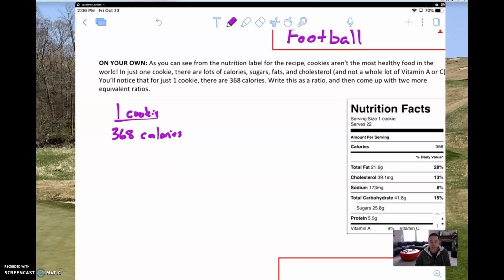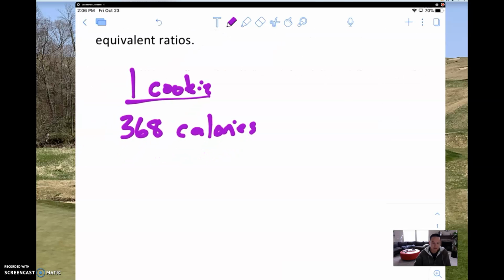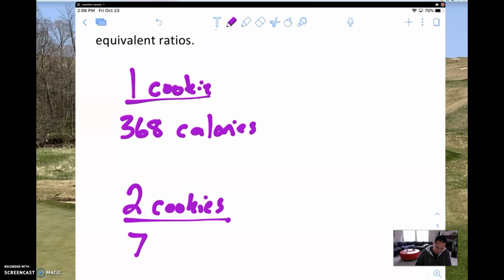All right, now that you've paused it, hopefully you came up with a couple equivalent ratios. Let's go with the easiest one. If you just doubled it, and let's say you had 2 cookies, those 2 cookies are going to have 736 calories. Hopefully you came up with another one. I'm just doing that one so you can check your work.